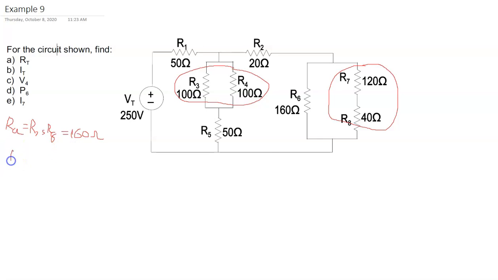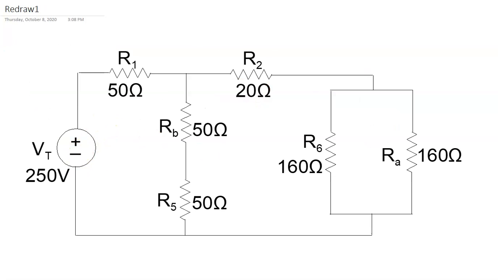Now we also then have our B is equal to R3 in parallel with R4, and so we get the product over sum, or when they're equal like this, we can just take the value and divide it by the number of them. So 100 divided by 2 of them gives us 50 ohms in that branch for our B. So now we can think about redraw.